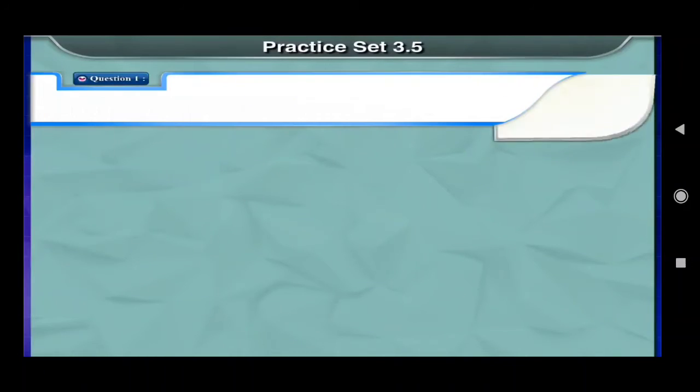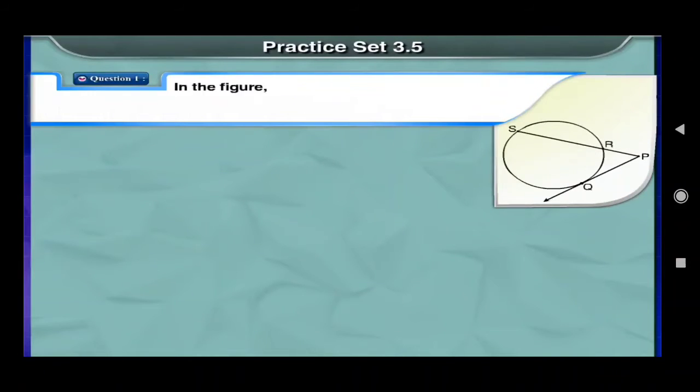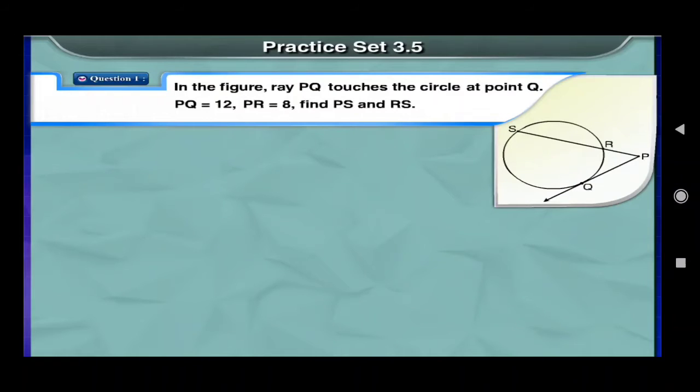Practice set 3.5. 1. In the figure, ray PQ touches the circle at point Q. PQ is equal to 12. PR is equal to 8. Find PS and RS. Here's the solution.